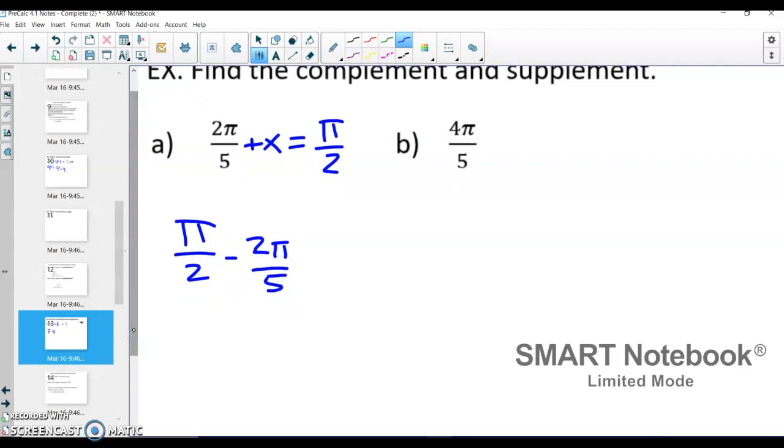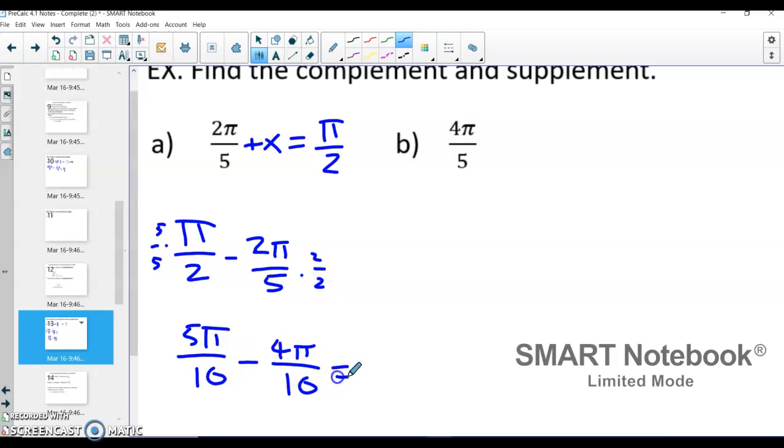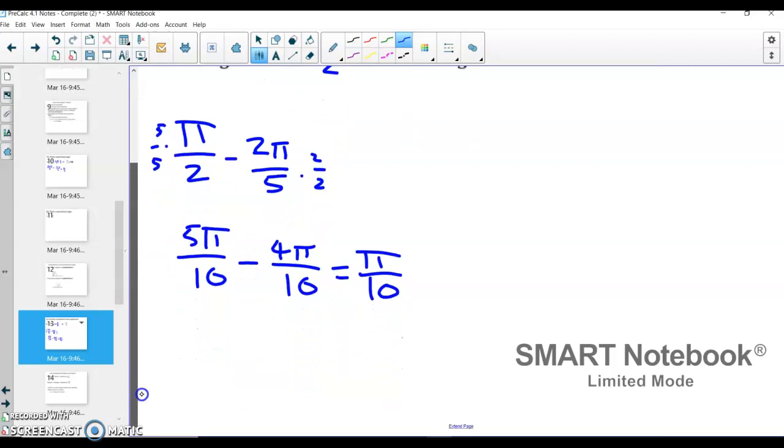I've got to find a common denominator, so multiply this by 5 over 5, multiply this by 2 over 2, so I get 5 pi over 10 minus 4 pi over 10. And I get pi over 10 would be the angle, would be the complement. Pi over 10 would be the complement angle to 2 pi over 5, because when you combine them, they give you 90. For supplement, it works a little bit different. Very much the same, but a little different.